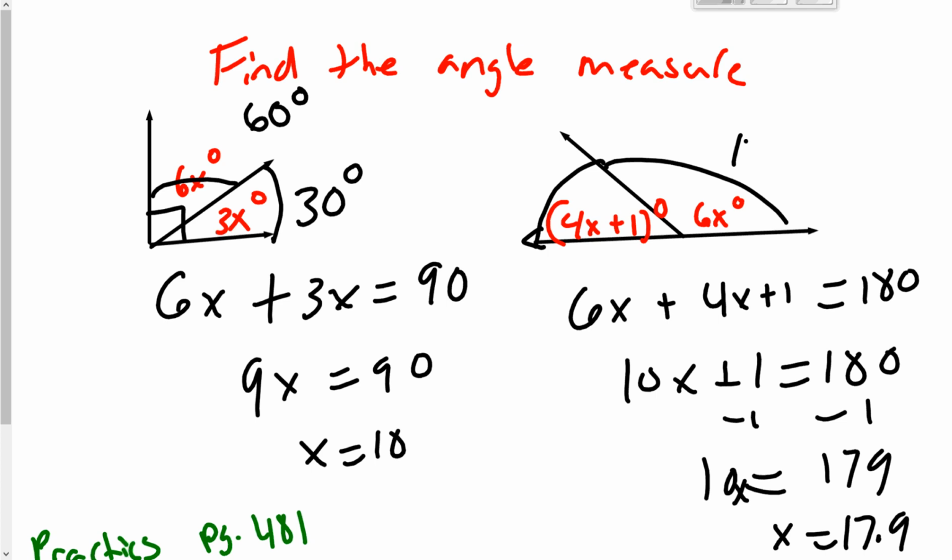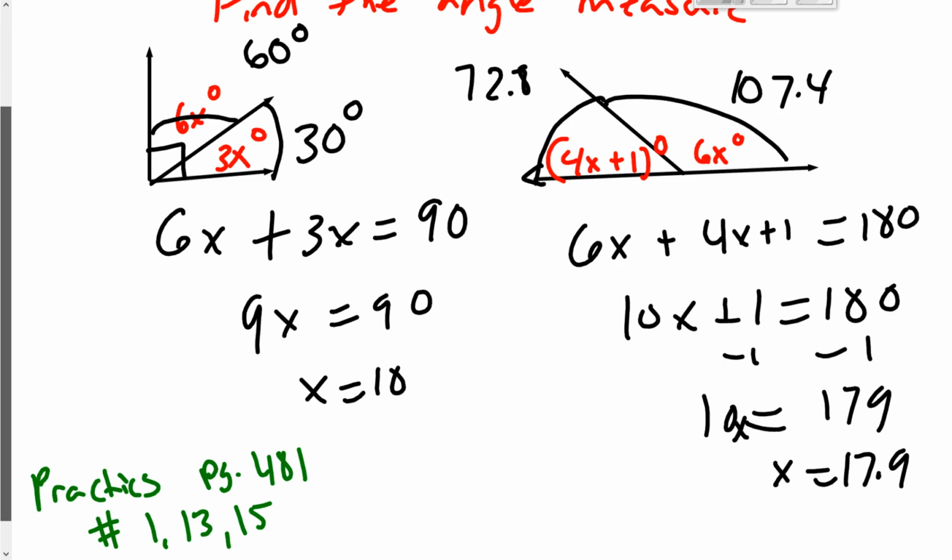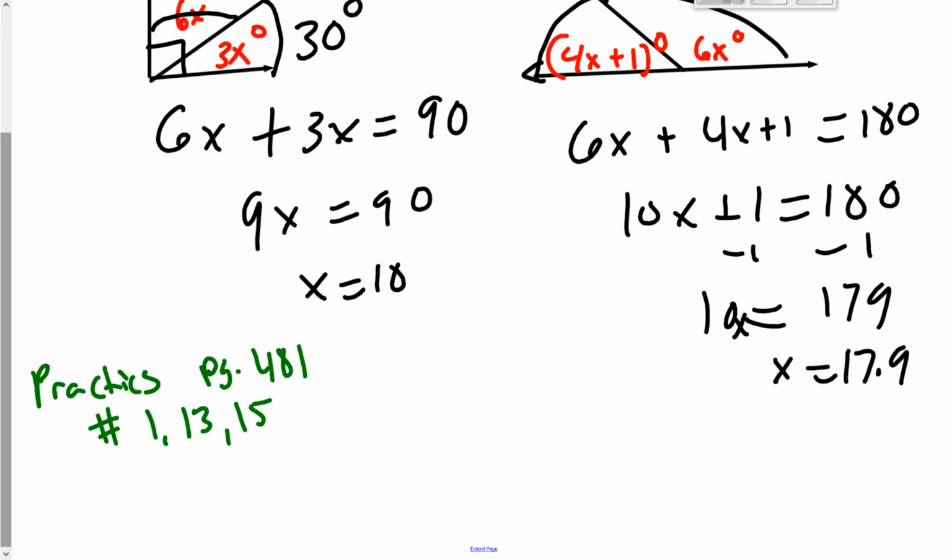And I get 107.4. So if I add 0.6, that'd be 108. Add 2 more, that'd be 110. So 2.8 would be 110. And then I need 70 more, right? So 72, this angle over here is 72.8. All right. So that's how you can find those. So these examples would be on page 481, number 1, 3, and number 15.